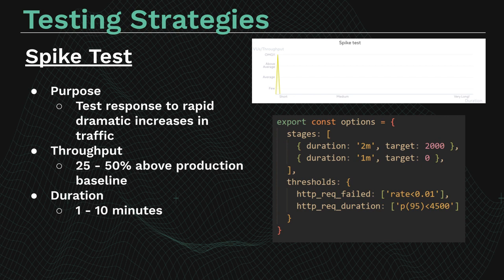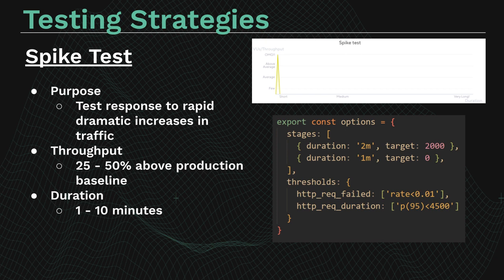Generally, your server's not gonna survive, and that's okay. You want to prepare for this. So it's a rapid up and down. You'll see here in the stages, right? Rapid up to 2,000 over 2 minutes. You could probably even do that over 1 minute, and then maybe you hold it, I don't know, for a minute or two and then down.